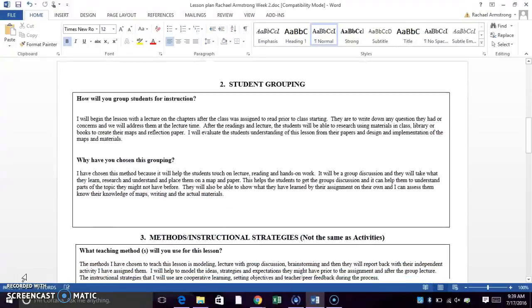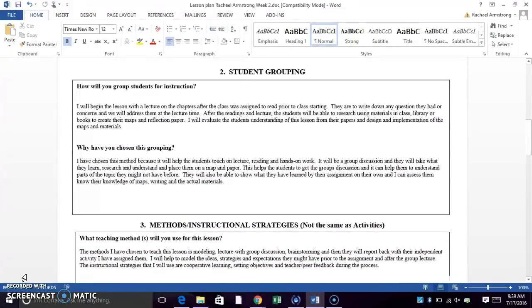Student grouping. How will I group the students for instruction? I will begin the lesson with a lecture on the chapters that the class was assigned to read prior to it starting. They are going to write down any questions and any concerns that they have, and we're going to address those during the lecture time. After the readings and lectures, the students are going to be able to research using materials in class, libraries, or any other books that they have to create their maps and then write their reflection paper.